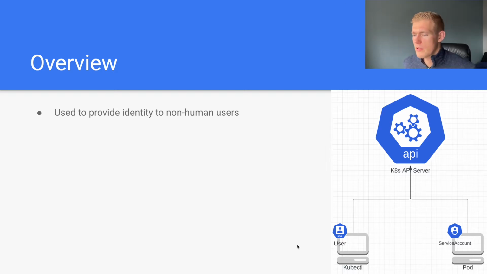So if we're a human user, we'll be down here with our kubectl client and we'll have a user account that will be associated with any requests that we send to the Kubernetes API. Similarly, if we have a process running in a pod that needs to have access to the Kubernetes API, that process will have a service account associated.